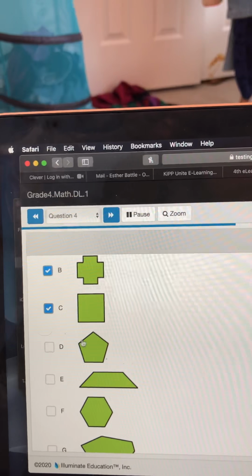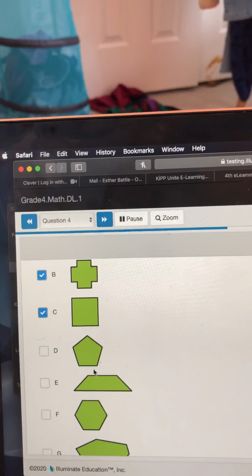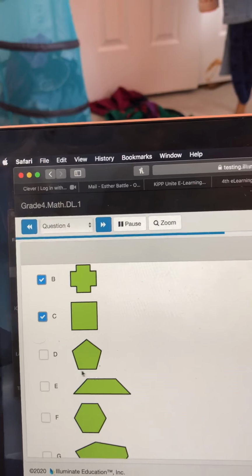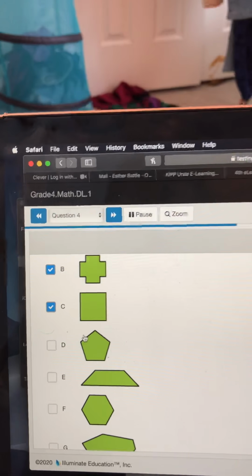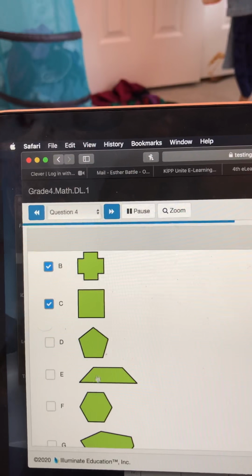And if I look at each line and I look at the line across from it, there's no line that is going to keep going forever and not touch the line across from it. So D has no parallel lines.